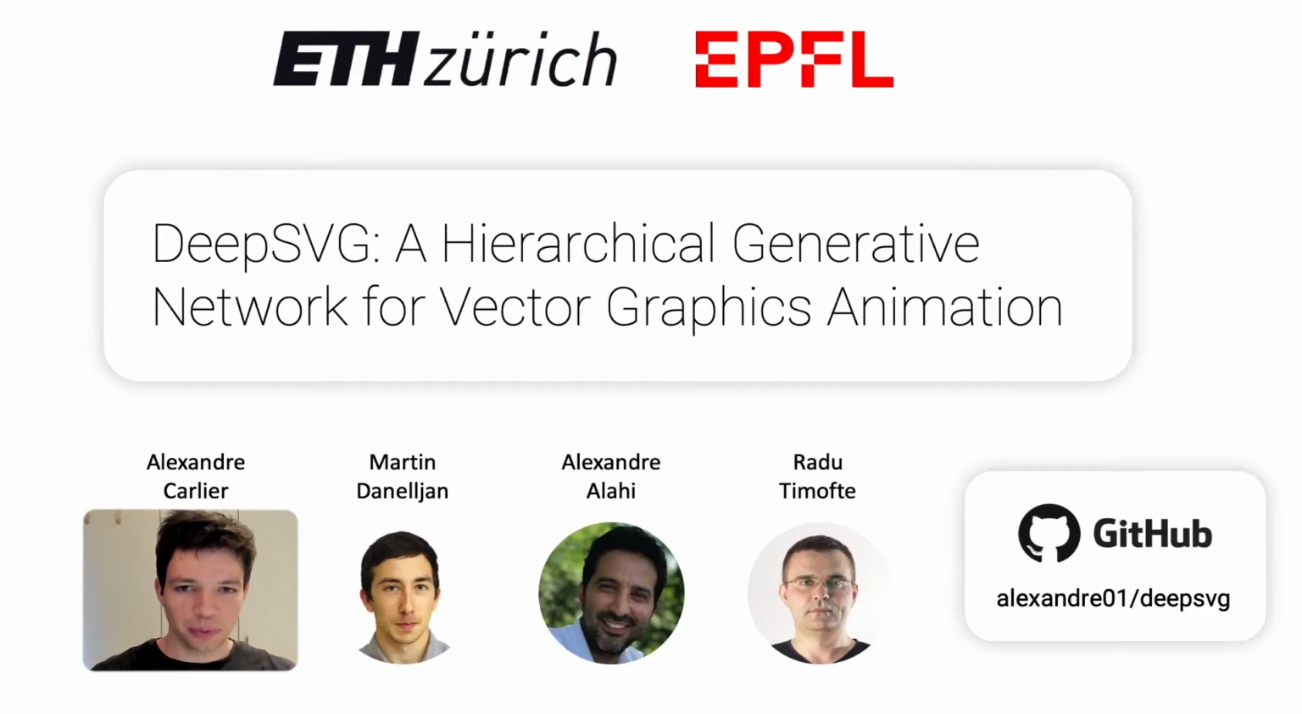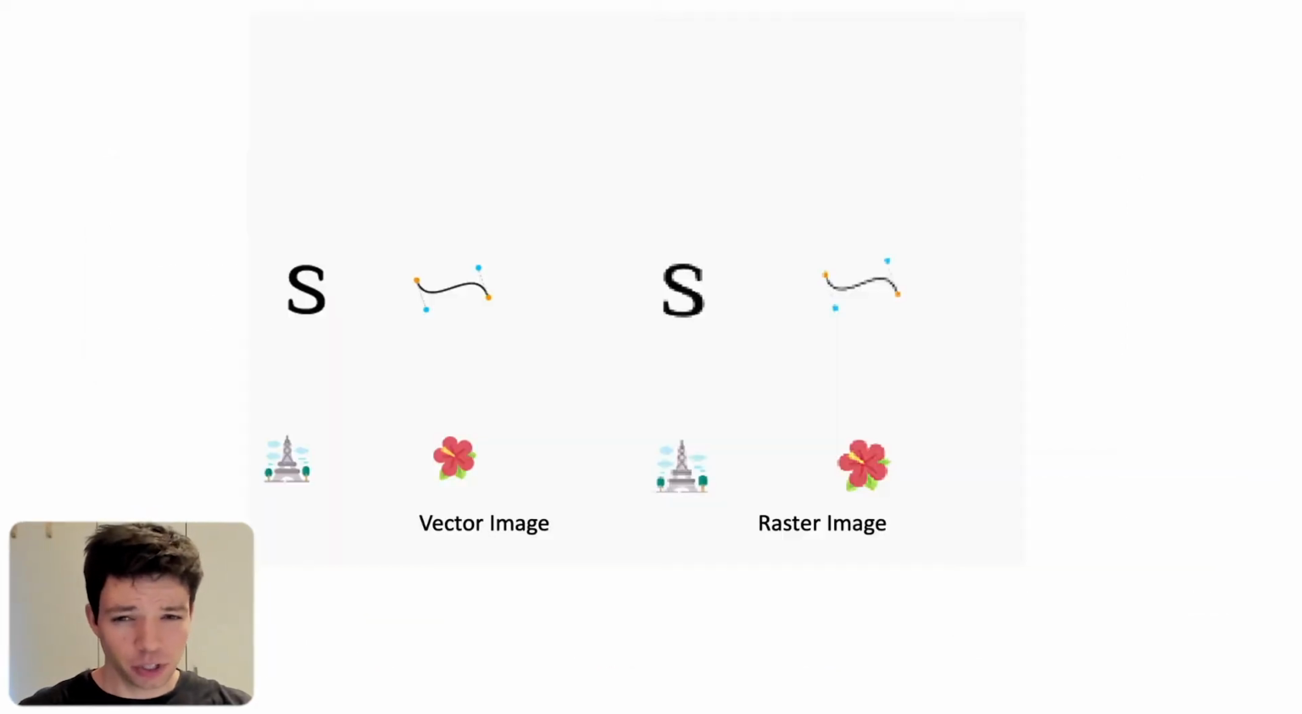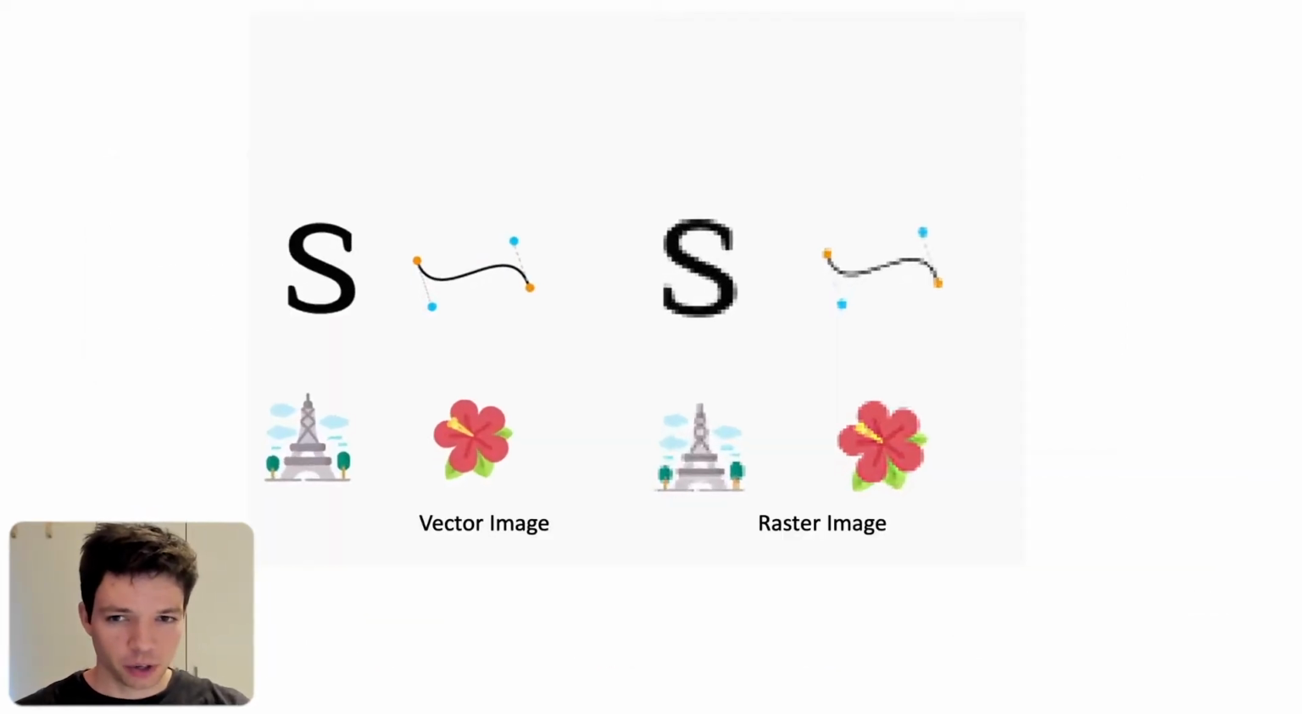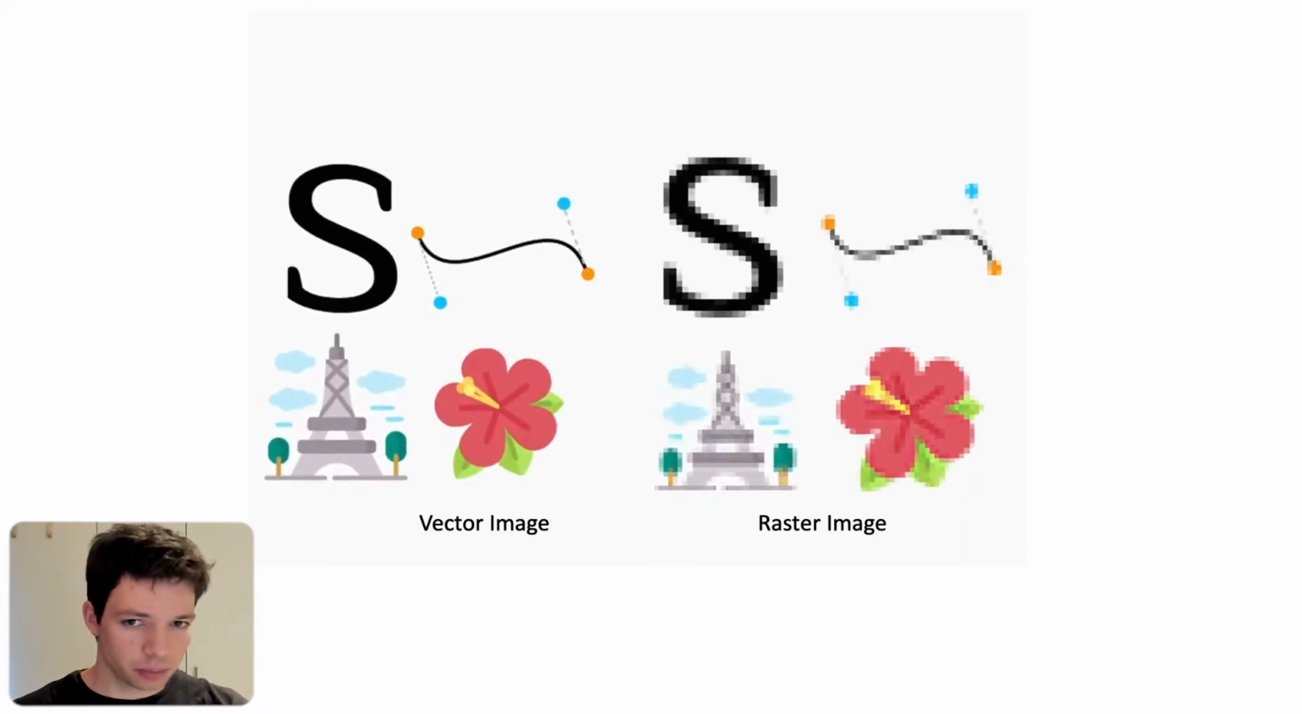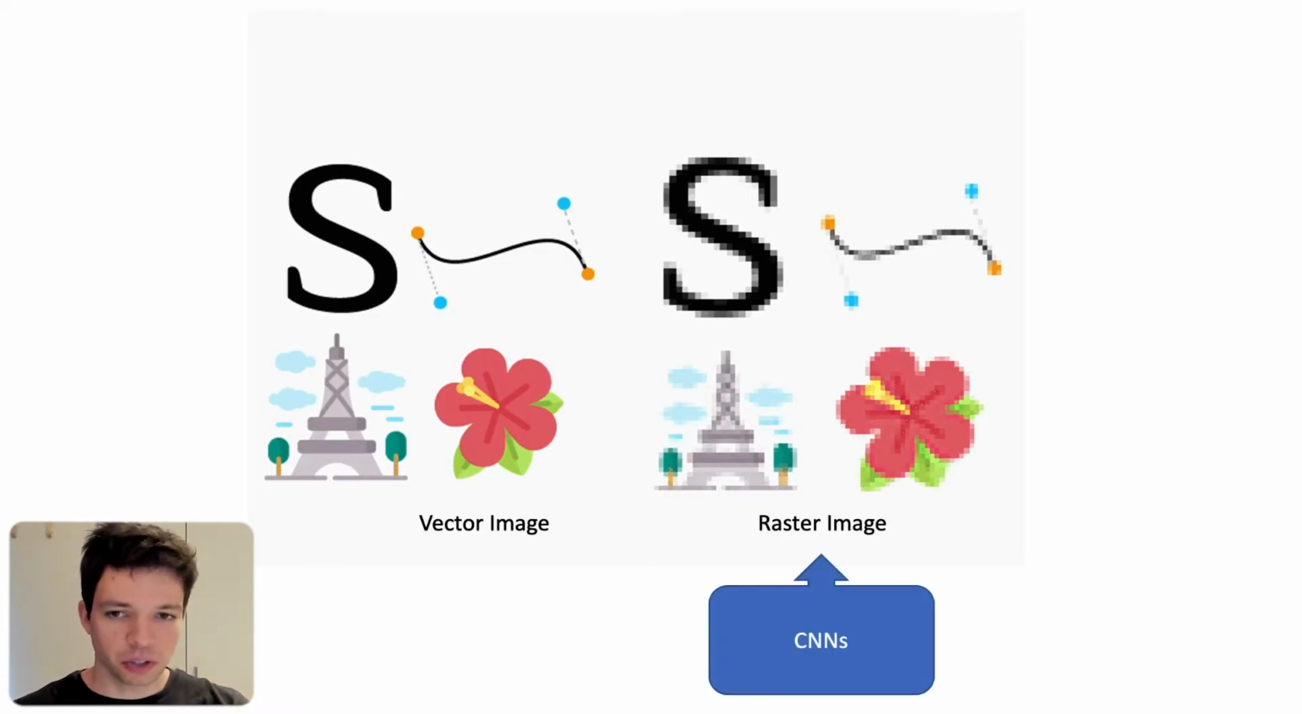In this video, we're presenting DeepSVG, a deep generative neural network for images in vector graphics format. An SVG image is defined using a set of shapes, curves, and lines, as opposed to raster images, which are drawn on a grid of pixels. Most research in computer vision focuses on raster images, which leaves the task of generating SVG images directly largely unexplored.